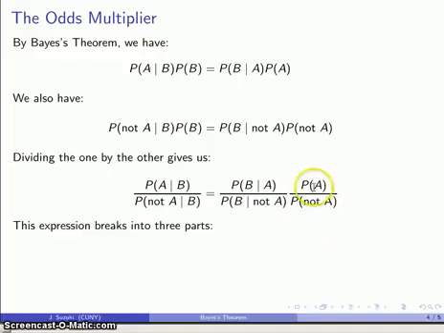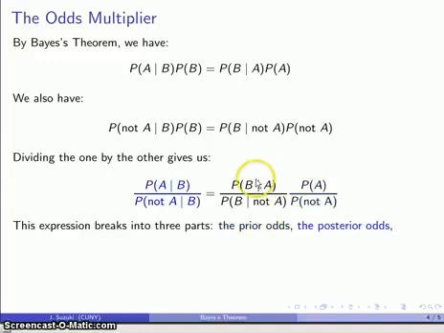If we take a look at this fraction over here, this is the probability that A occurs divided by the probability that A did not occur, and these are just the prior odds. Meanwhile, if I look at this fraction over here, this is the probability that A occurred given that B occurred, divided by the probability that A did not occur given that B has occurred. And those are just the posterior odds.